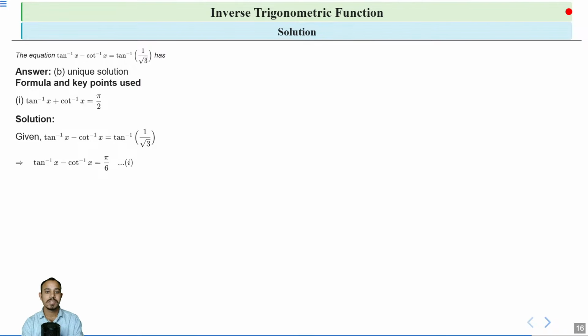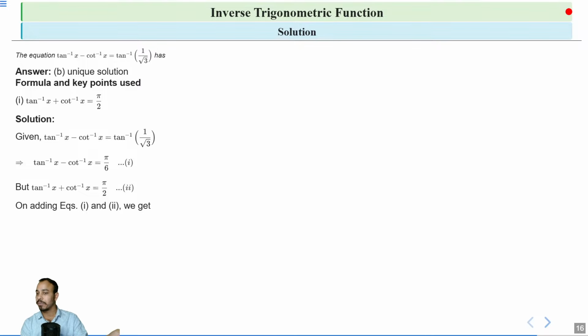So tan inverse x minus cot inverse x is equal to pi by 6. Why? Because you know tan of pi by 6 equal to 1 by root 3, so tan inverse of 1 by root 3 is equal to pi by 6. Naming this equation number 1. But we know tan inverse x plus cot inverse x is equal to pi by 2. Naming this equation number 2.